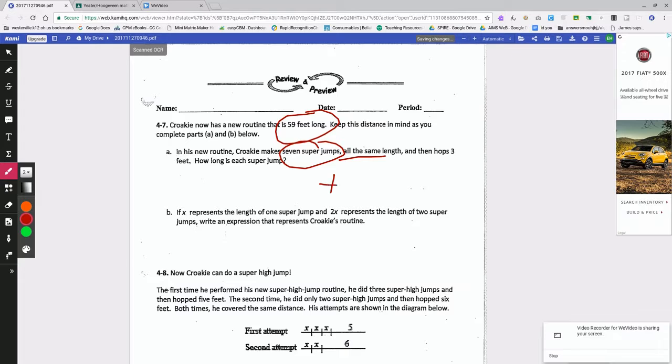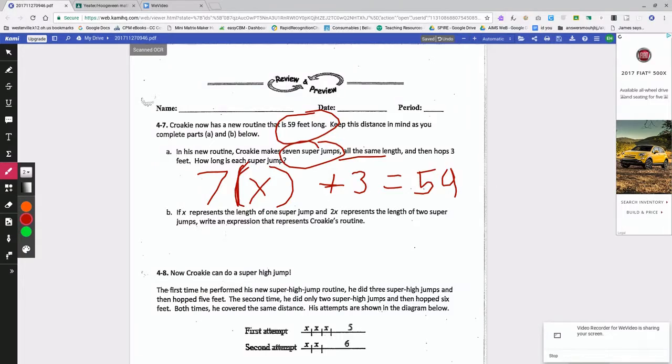So if we were writing an equation, the 3 would be at the end, and it would equal 59. So thinking that he's doing something 7 times, what would equal a number that if you added 3 to it, you would get 59? So I'll let you take a look at that, but that's how you would set that up. 7 times what, looking at our variables, plus 3 would equal 59.